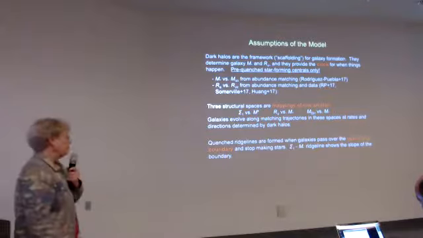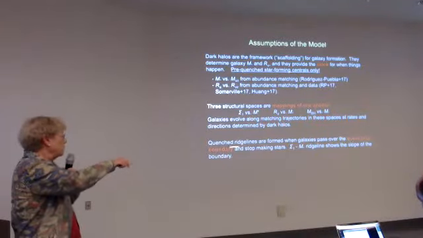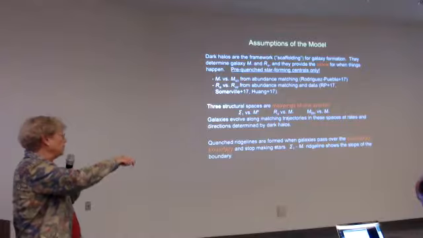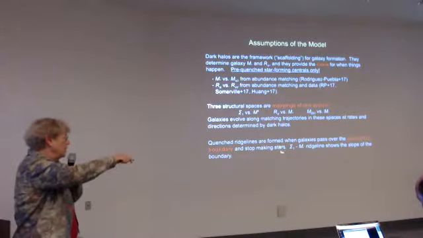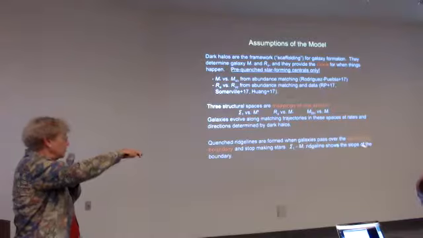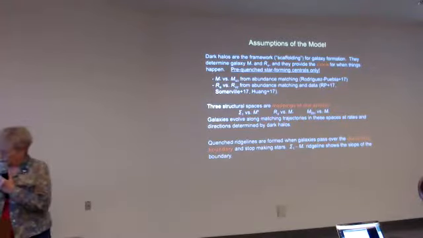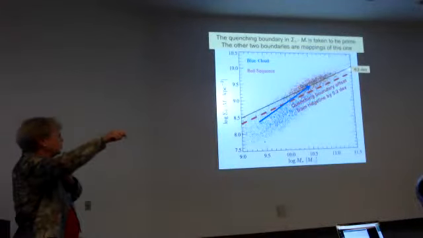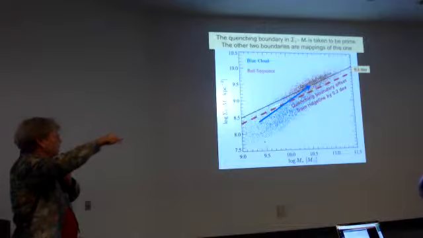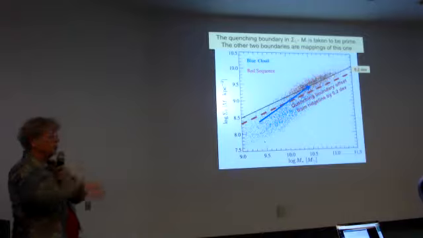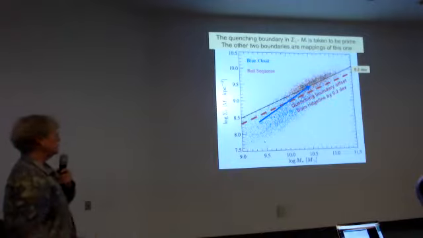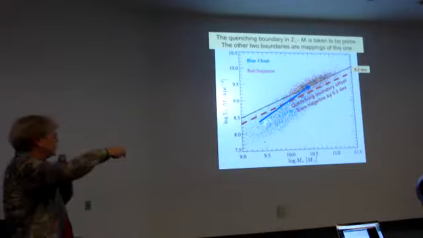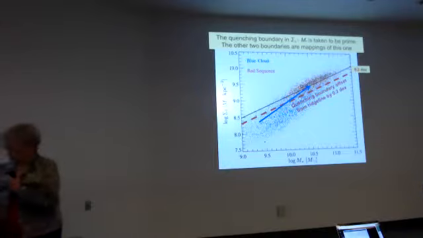Quenched ridge lines are formed when galaxies pass over a quenching boundary, or a Q boundary, and stop making stars. The sigma 1 mass ridgeline shows the slope of this boundary. Same diagram I just showed you. Here's the quenched ridgeline, and the boundary at which galaxies are presumed to start quenching is offset by 2/10 of a dex, based on some information. So you can think of some evolutionary track passing over this boundary and beginning to quench.